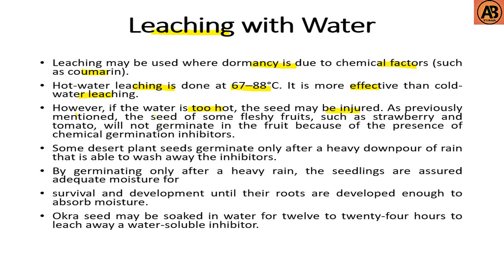As previously mentioned, seed of some fleshy fruits such as strawberry and tomato will not germinate in the fruit because of the presence of chemical germination inhibitors, such as coumarin. Coumarin is one type of inhibitor for seed germination. Then some desert plant seeds germinate only after a heavy downpour of rain that is able to wash away the inhibitors. By germinating only after a heavy rain, the seedlings are assured adequate moisture for survival and development until their roots are developed enough to absorb moisture.